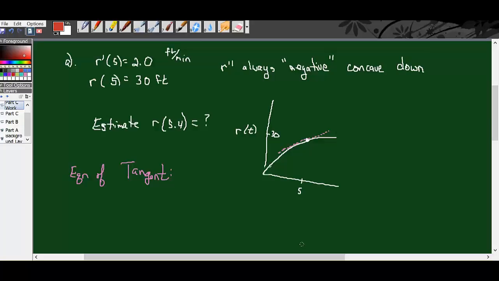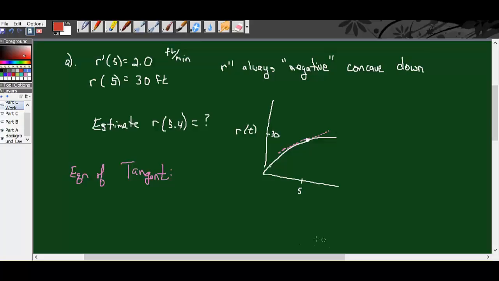The above table gives selected values of the rate of change, R prime. Now notice that's not R, that's the rate of change of the radius over the interval 0 to 12 minutes. The radius of the balloon is 30 feet when the time is 5. Okay, the first question asks us to estimate the radius of the balloon when time is 5.4 using the tangent line approximation at time 5. Is your estimate greater than or less than the true value? Give a reason for your answer.